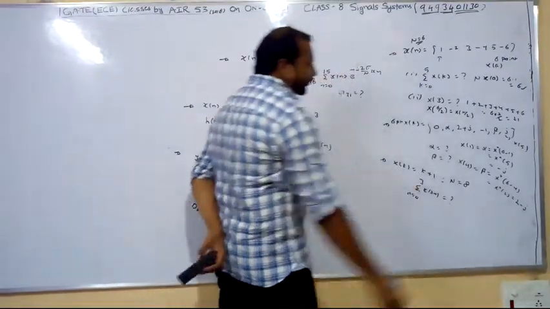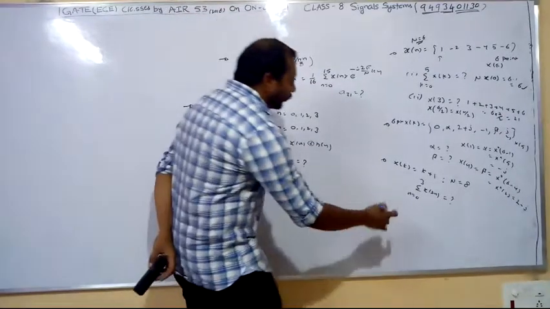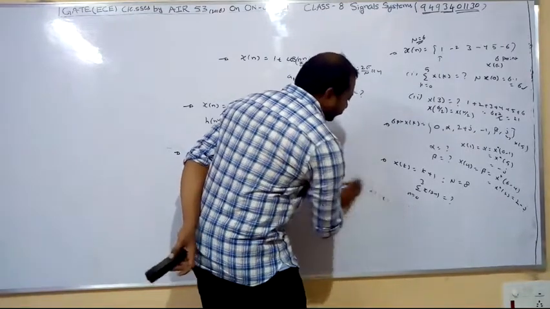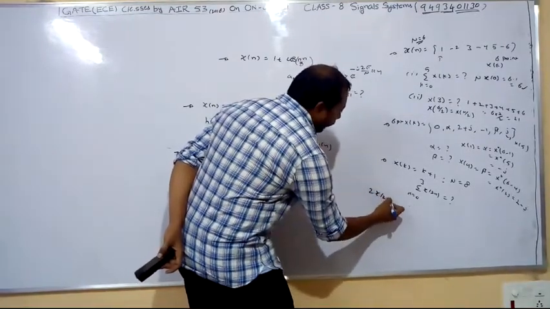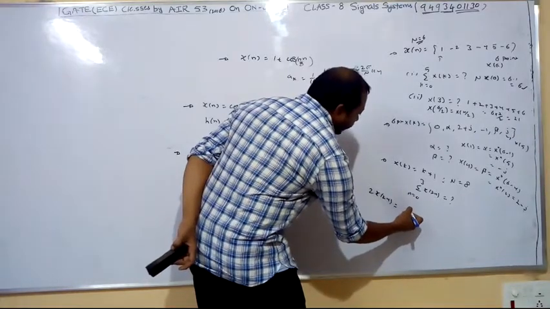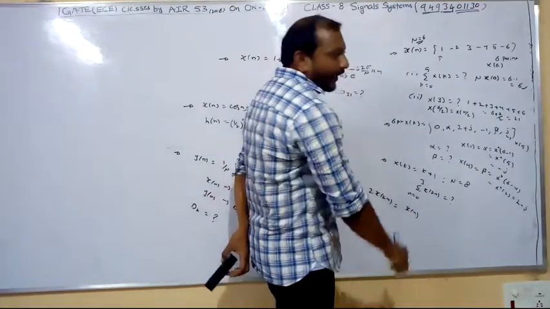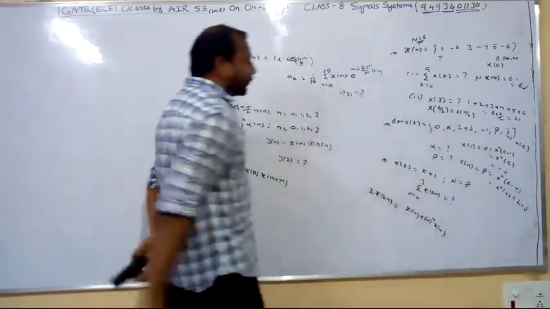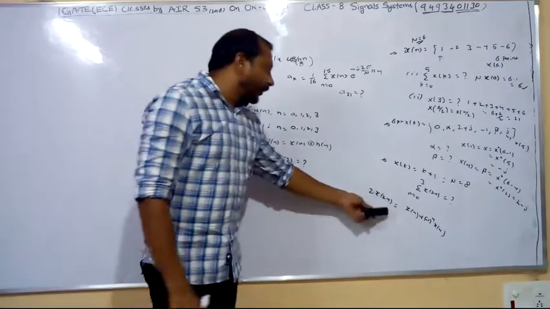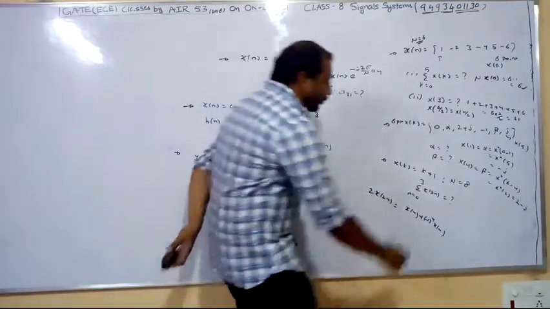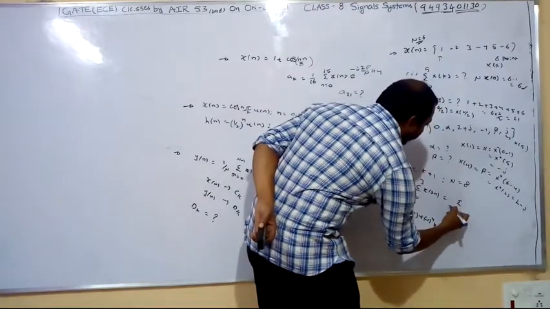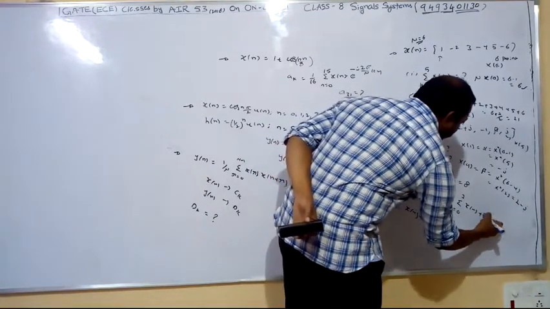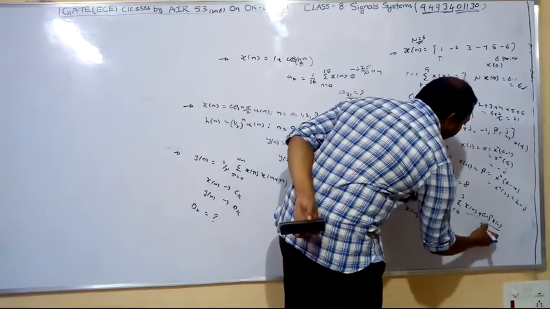In the previous session we have seen a similar question: 2 into x of 2n is equal to x of n plus minus 1 whole to the power n into x of n. So x of 2n can be represented as the summation for n equal to 0 to 3 of x of n plus minus 1 whole to the power n into x of n, divided by 2.